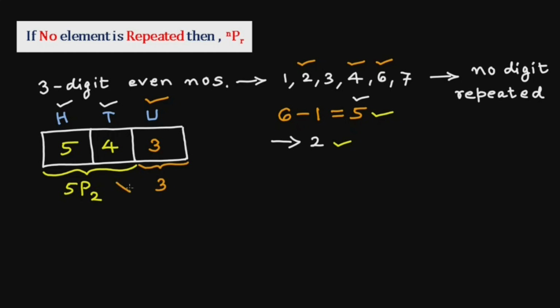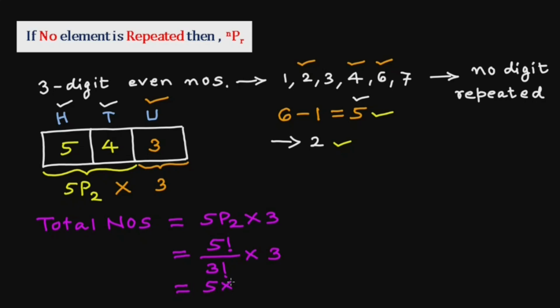So multiplication of these two will give us the number of 3-digit even numbers that will be formed by this arrangement. So total numbers formed will be 5P2 multiplied by 3, 5 factorial upon 5 minus 2, 3 factorial multiplied by 3, which is 5 multiplied by 4 multiplied by 3. 60 different 3-digit numbers which are even.